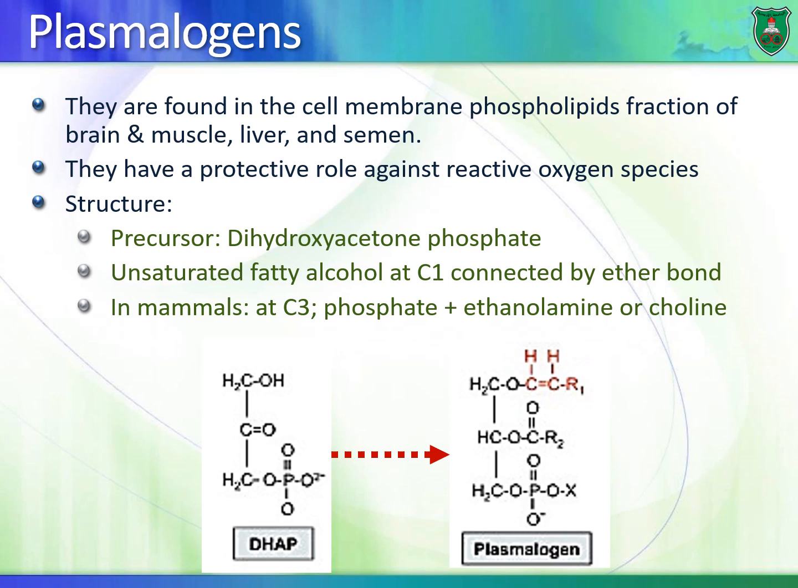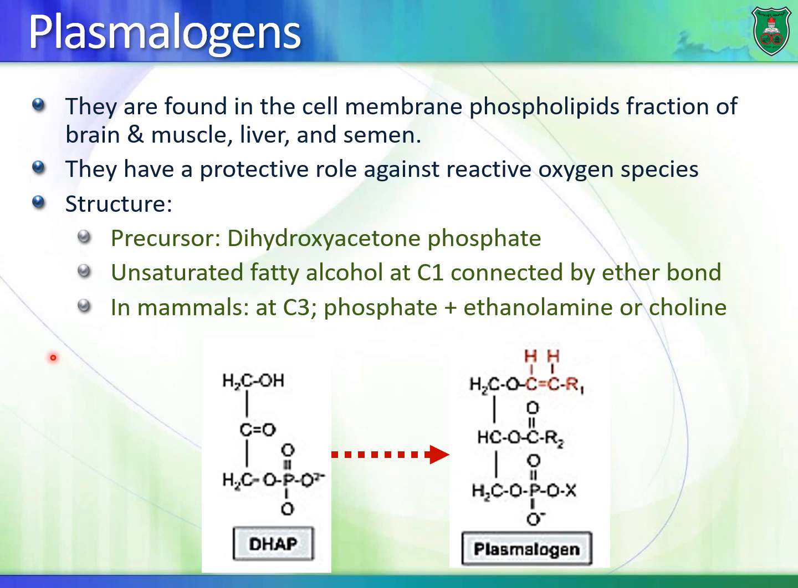And we have another type known as plasmalogens. Now, plasmalogens are present in cell membranes of specialized tissues as well, or certain tissues like brain, muscle, liver, semen as well. They have a protective role against reactive oxygen species. What are reactive oxygen species? Basically, these are oxygen-containing chemicals that are highly reactive, meaning that they like to participate in reduction oxidation reactions, so they like to be reduced, oxidizing other molecules, and these molecules can be damaged.